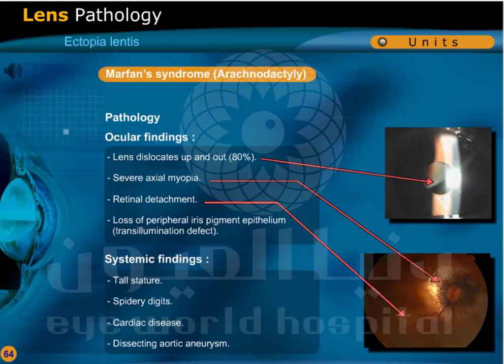The ocular findings in Marfan syndrome include lens dislocation up and out in 80% of cases, severe axial myopia, retinal detachment, loss of peripheral iris pigment epithelium, and transillumination defects. While the systemic findings include tall stature, spidery digits, cardiac disease, and dissecting aortic aneurysm.